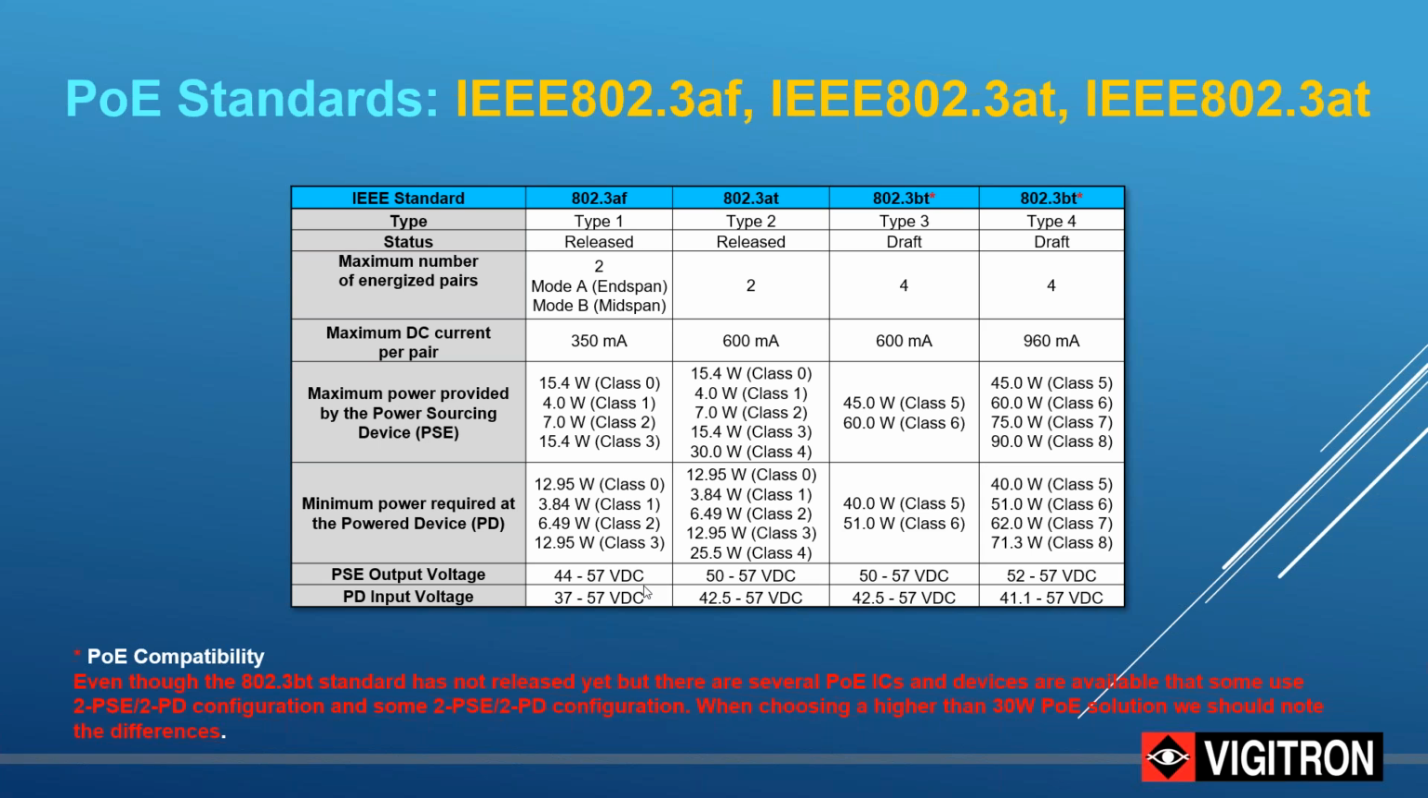But as you can see also, there's a great deal of variation in the voltage. Now in the previous slide, we talked about how important that voltage is. In a sense, it's the wake-up signal that turns on the camera. And it can be anywhere from a PSE output of 44 to 57 volts. And the PD input could receive anything from 37 to 57 volts. And you notice that first figure of 37 is lower than the 44 because it takes into account the resistance of the cable.